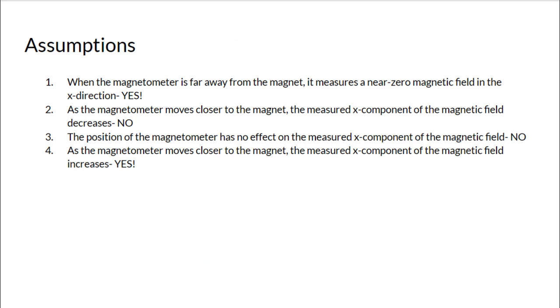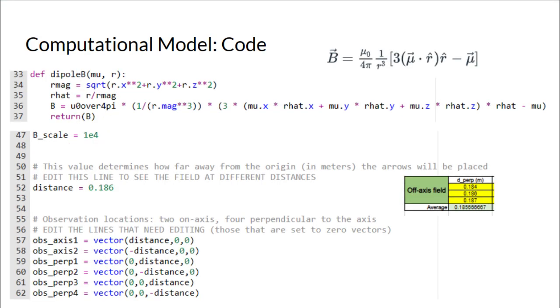Only the first and fourth assumptions are valid. I noticed that whenever the magnetometer was placed very far away from the magnet, Bx was incredibly close to zero. As I brought the magnetometer closer and closer to the bar magnet, Bx increased as expected.